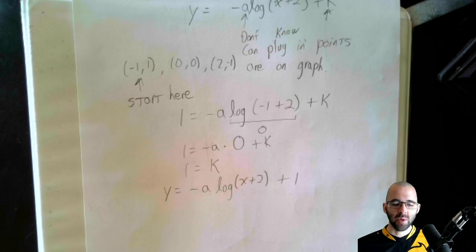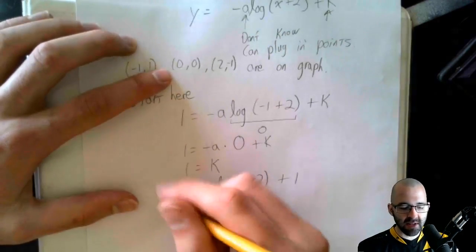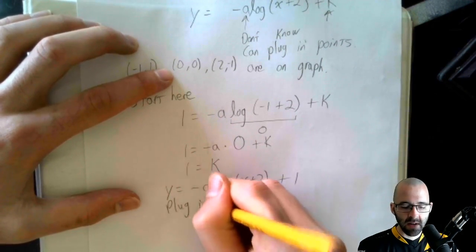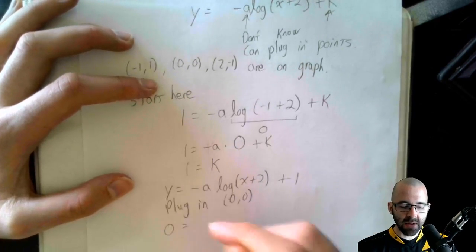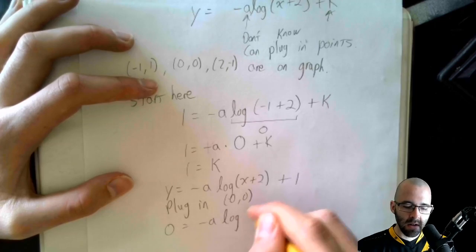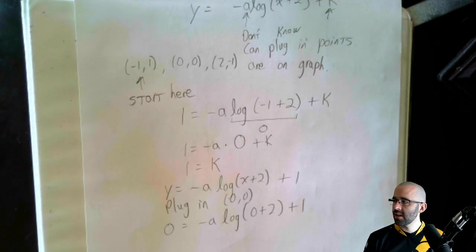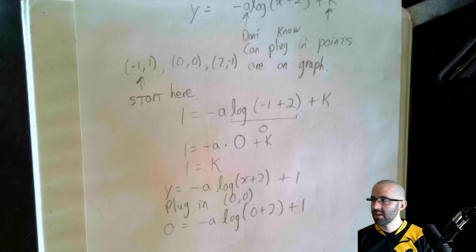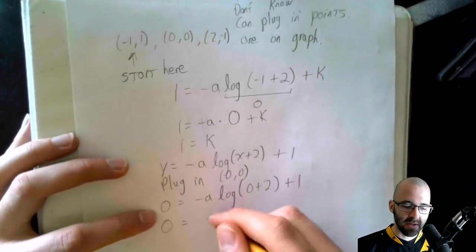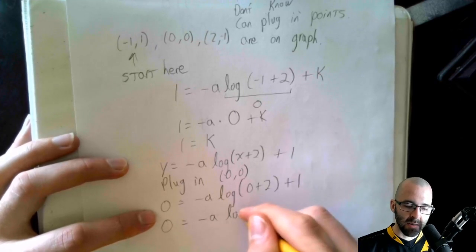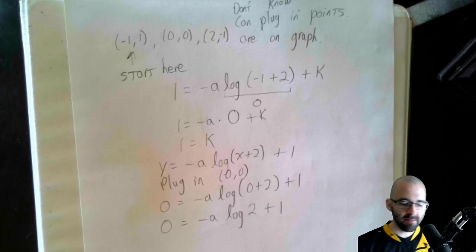So let's plug in another point. Let's plug in 0, 0, to see if we can find a. So y is equal to 0, and x is equal to 0. So what does this look like? 0 is equal to -a times log of 2 plus 1.